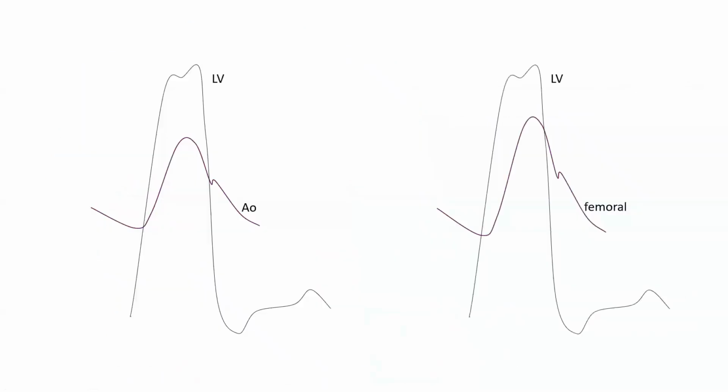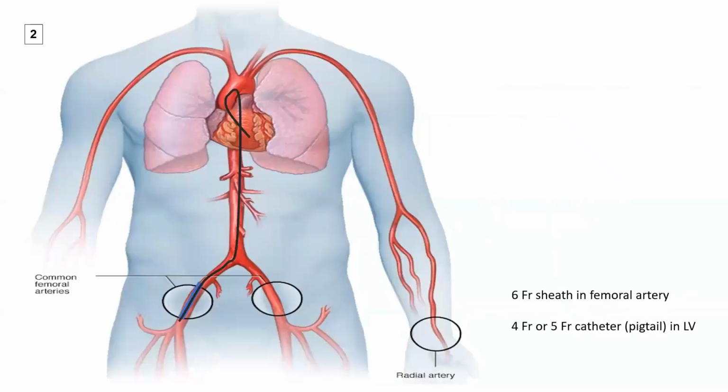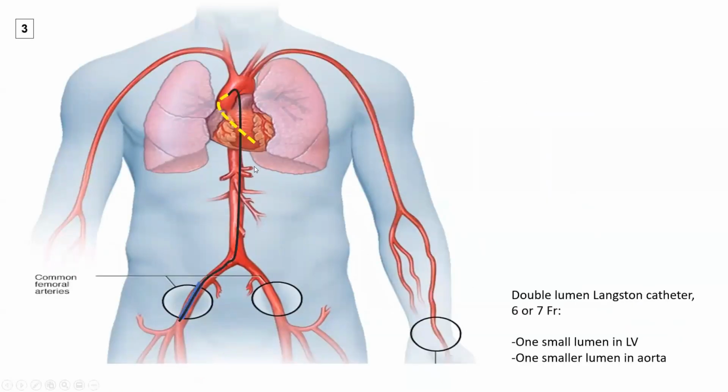So those are the first big techniques. One, the pullback, which is not good. Two is the simultaneous sheath LV pressure. Try to avoid a femoral sheath or standalone radial sheath. Try to get a long sheath and make it land in the aorta. Now, the third technique is the Langston catheter, which has currently been removed from the market, but I expect it to eventually be available in the future.